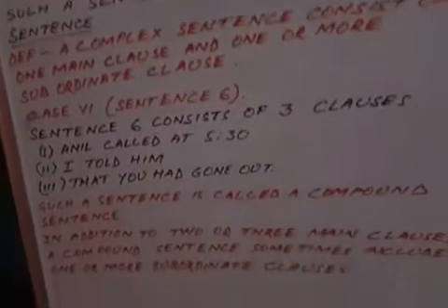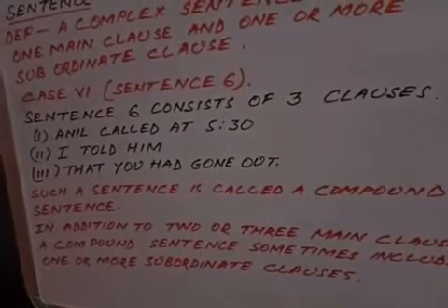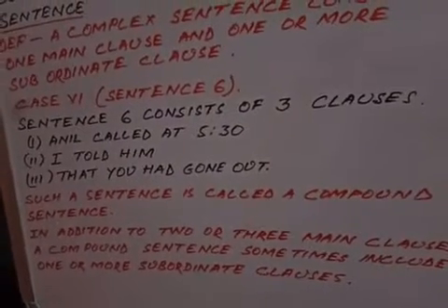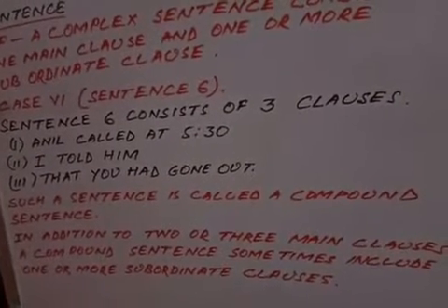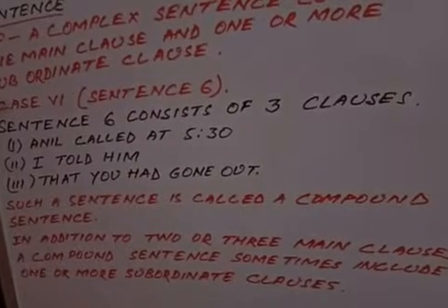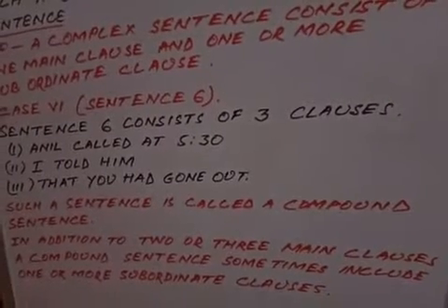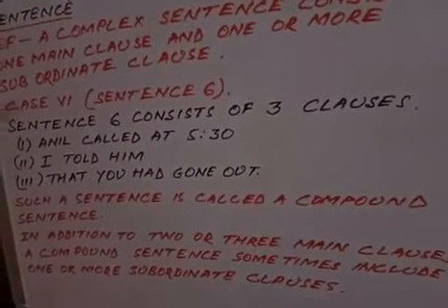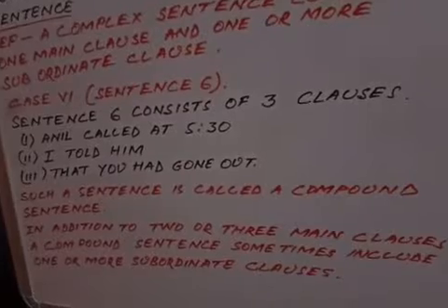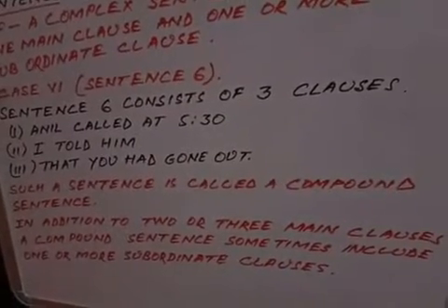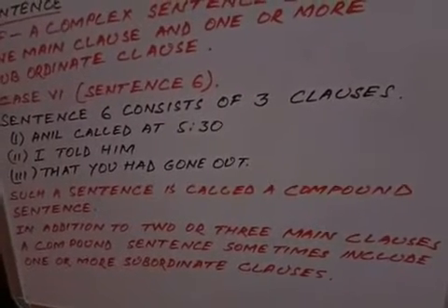Case number 6. Sentence 6 consists of 3 clauses. Number 1, Anil called at 5:30. Number 2, I told him. Number 3, that you had gone out. Such a sentence is called a compound sentence. In addition to 2 or 3 main clauses, a compound sentence sometimes includes one or more subordinate clauses.